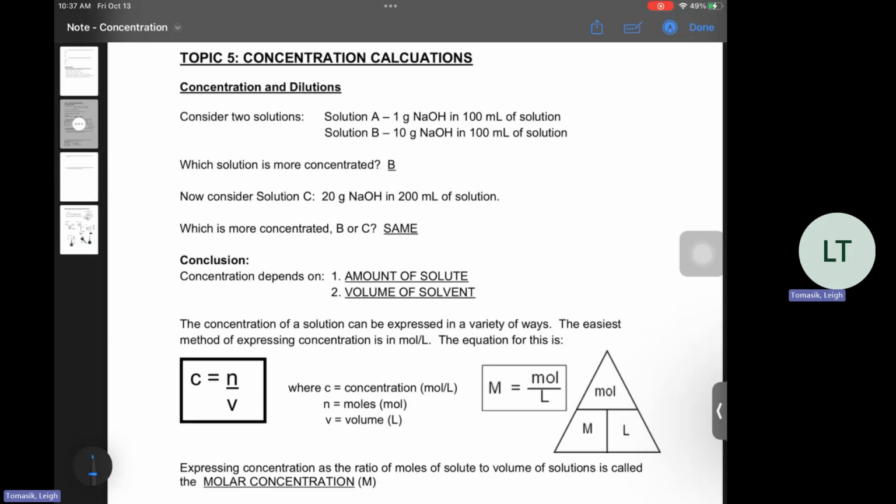In this lesson, we are going to learn about how we calculate concentration. Concentration is the amount of solute that is in our solvent. So you have heard about the words concentrated and dilute.